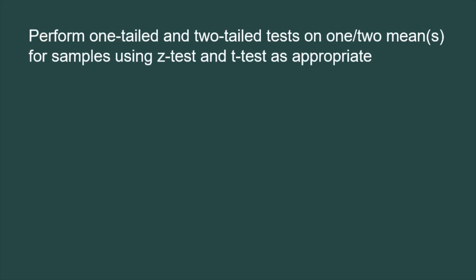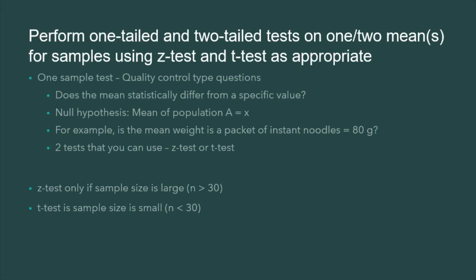We can have one sample test, which is what I call quality control or QC questions. Does the mean statistically differ from a specific value? The null hypothesis takes the form of mean of population equals x, where x is some value. In fact, our instant noodles example previously is a one-sample test. More specifically, a one-sample z-test. Why is it a one-sample test? Because it asked whether the mean weight of a packet of instant noodles equals a specific weight, and in this case, 80 grams. Why is it z-test?